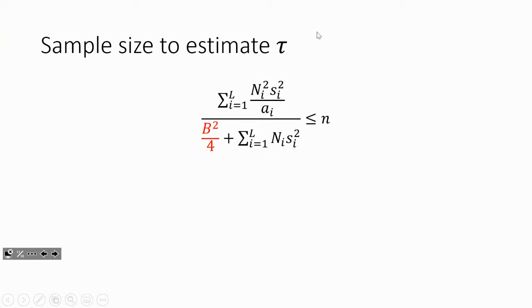The sample size to estimate the population total tau within a margin of error B is exactly the same, except that we have B squared over 4 instead of, what was it, N squared times B squared over 4.